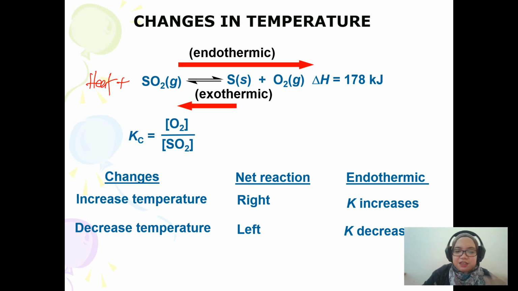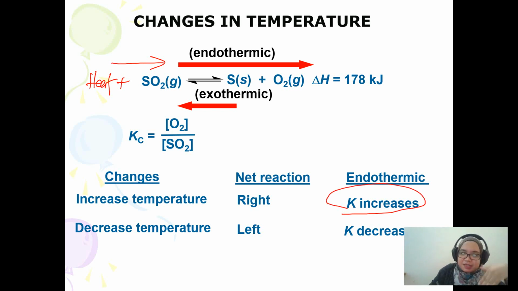Okay, katakanlah kita increase temperature. Sistem akan cari jalan untuk decrease the temperature. Kalau decrease the temperature, kita akan absorb additional heat lah. So, dekat sini maksudnya sistem akan shift to the right. Betul? Sistem akan shift to the right. So, dia akan form more product. So, kalau dia form more product, value of K dia akan increases. Okay?